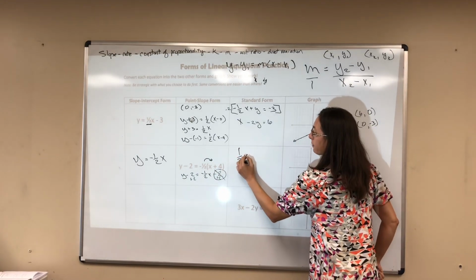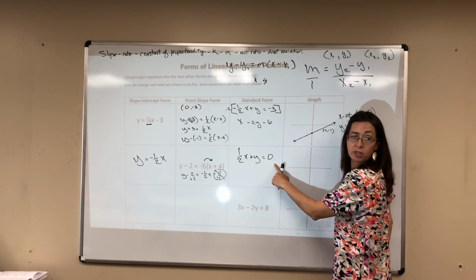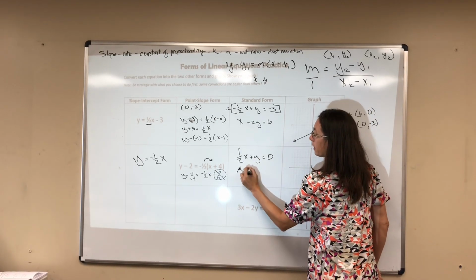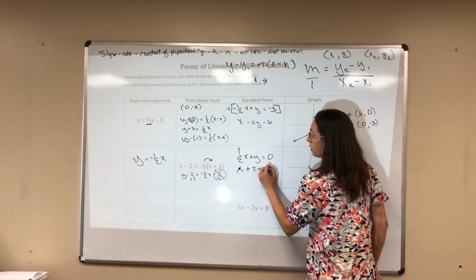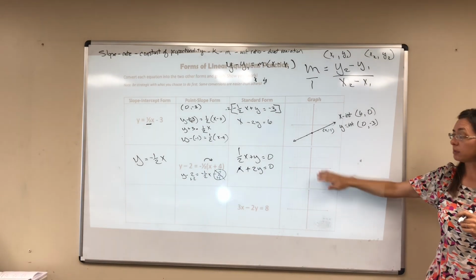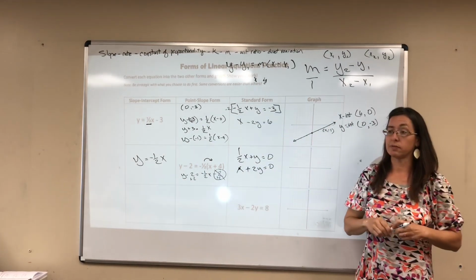Okay. Then for standard form, I just move them to the same side. So we have 1/2 x plus y equals 0. Don't lose your 0. The 0 stays there. Multiply the whole thing by 2. We get x plus 2y equals 0 would be your standard form. And then we're going to plot it. Right? So we're going to work through and fill in all of our different boxes.